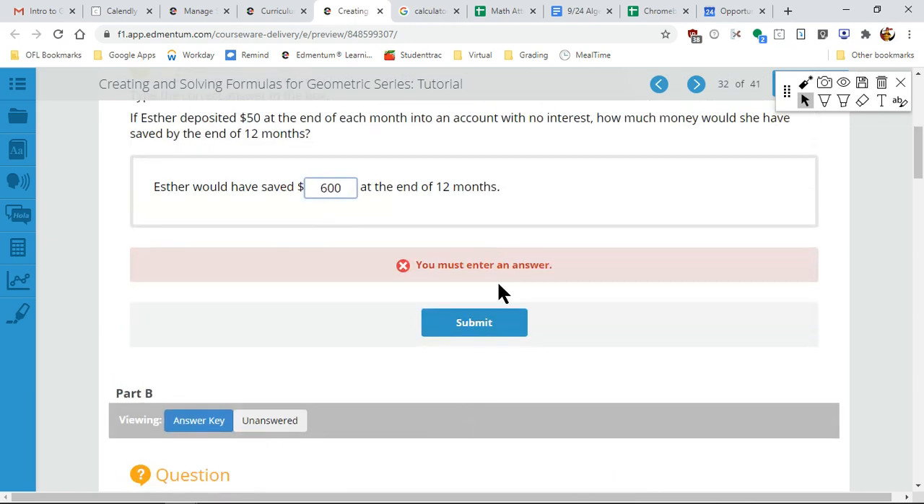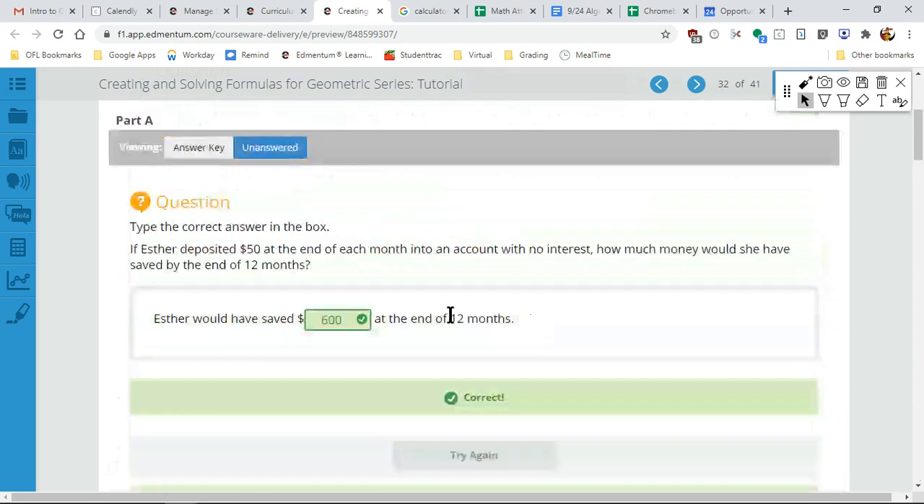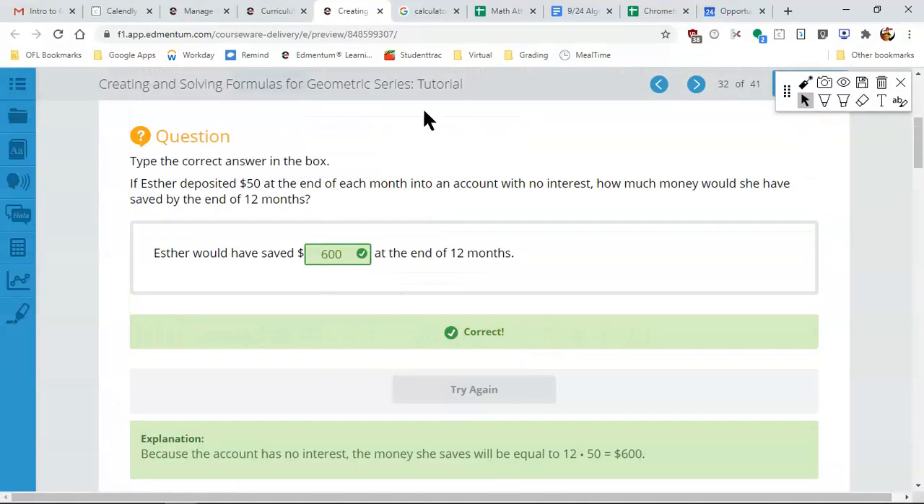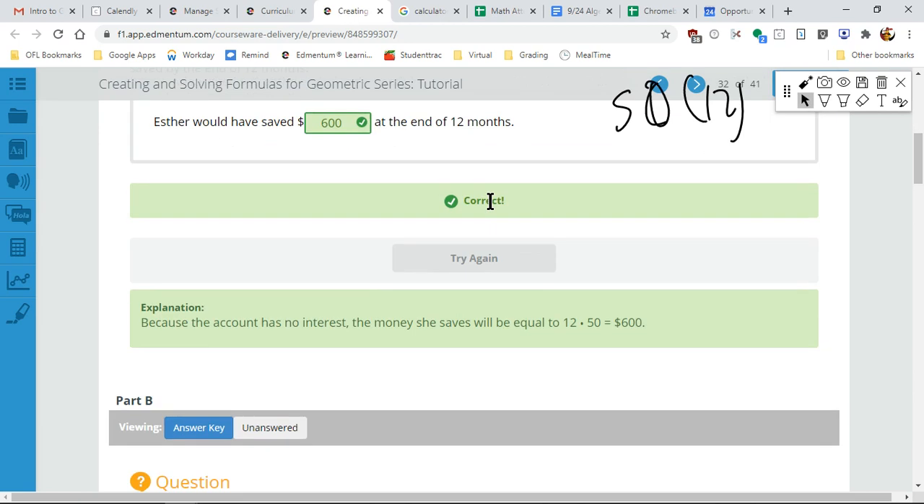So it's not 600, which we'll see right now. Oh, it is 600. It's 50 times 12. I'm thinking about geometric series. I'm sorry, guys. So first month, 50 plus another 50 plus another 50. Instead of doing 50 plus 50 plus 50, we already have a method for that. It's called multiplication. Multiplication is just addition over and over again.